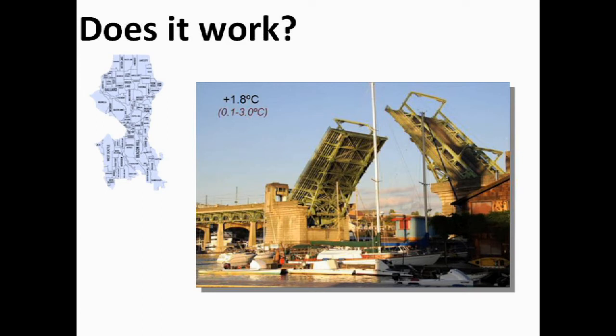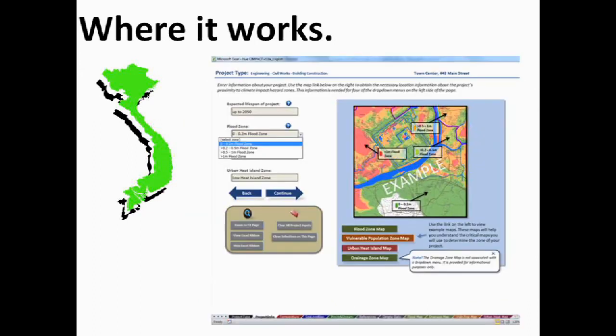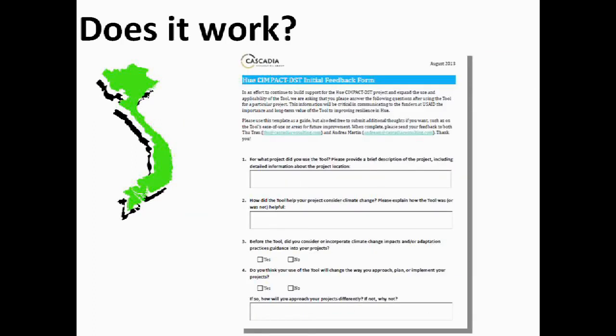So does it work? We are currently working with the Office of Sustainability and Environment in Seattle to conduct a formal review to see how it's going, but we have heard anecdotal evidence that the tool was used by the Seattle Department of Transportation to redesign some joints for the University Bridge in Seattle to accommodate the projected higher temperatures out to 2050. So we're excited to hear that. The tool that we developed for Vietnam, they're using it now, and users are encouraged to submit this feedback form so we can get a little bit more information about how it's going and how we can improve the tool moving forward.